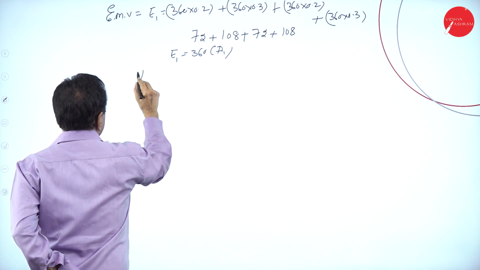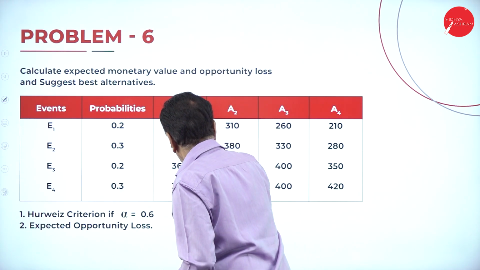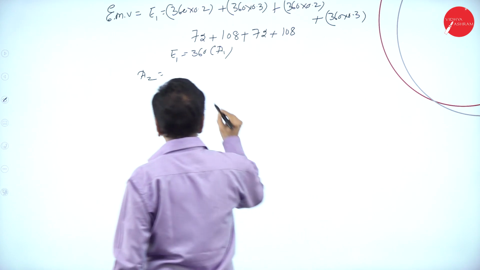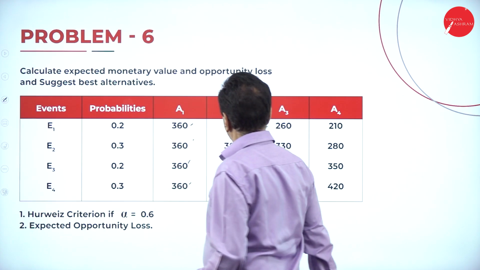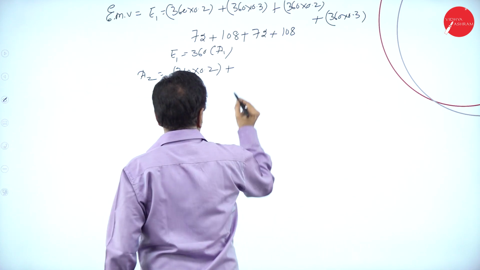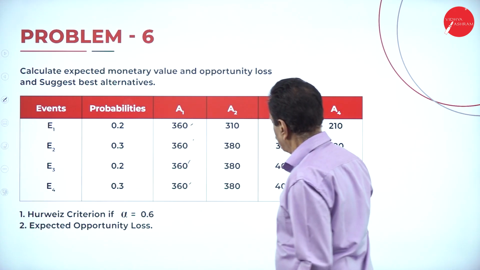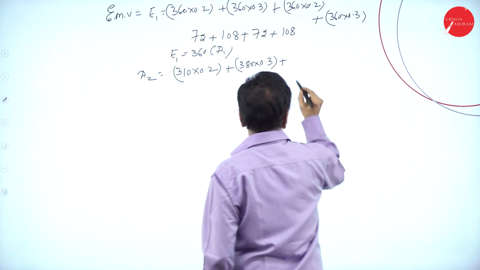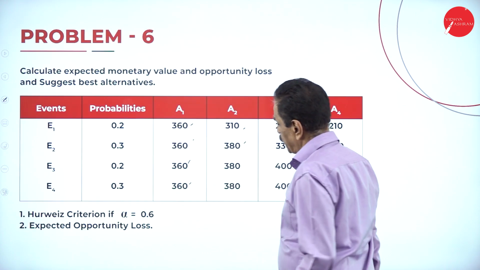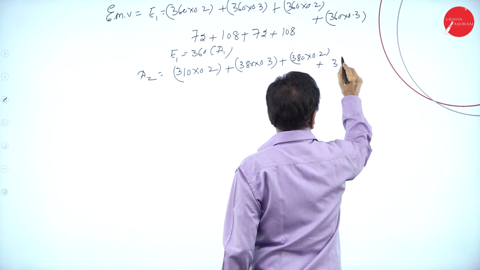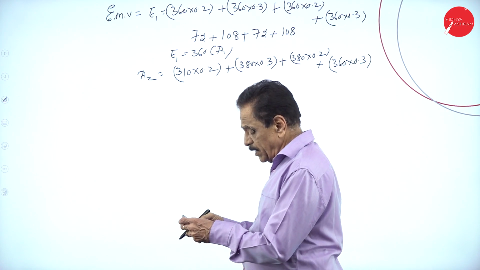Then A2, the second one, we'll go with the second one. Now, 310 into 0.2 plus 380 into 0.3 plus 380 into 0.2 plus 360 into 0.3. Go with the calculation.